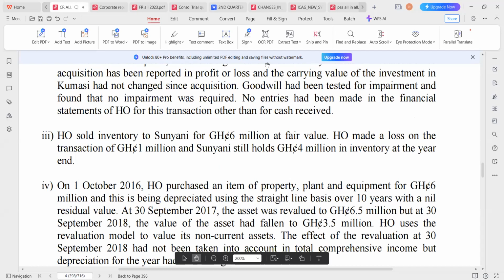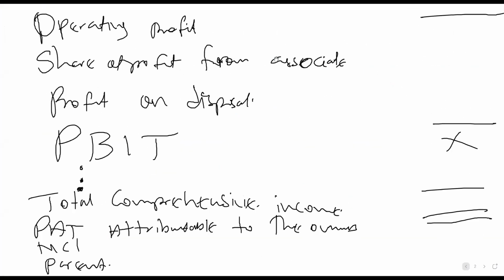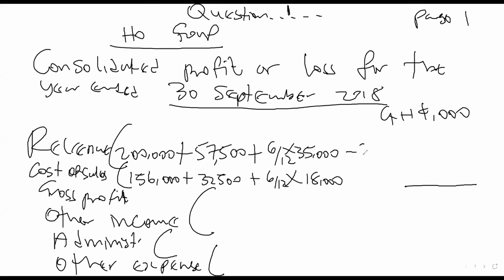Both in where? The gross sale should be eliminated from revenue, so minus 6 million. Both revenue and cost of sales. That's all. Whether there is unrealized profit or loss, whatever, you must still eliminate.